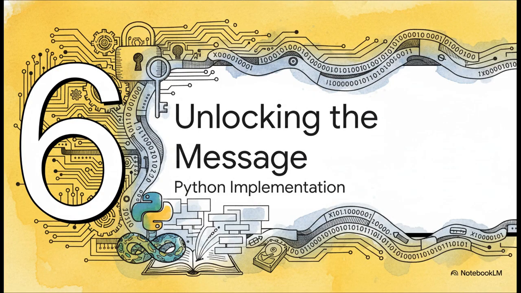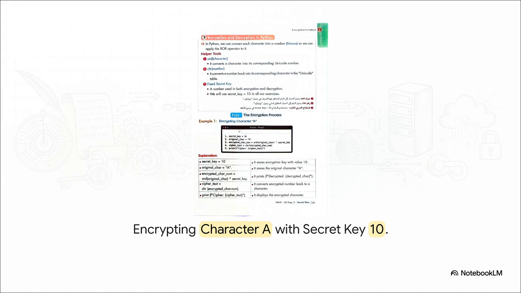All right, Section 6, unlocking the message. Let's look at how this XOR magic trick actually plays out in runnable Python code. In this example, we're encrypting the character A, and our secret key is going to be the number 10. Look at line 3. The code converts A into its Unicode number, and then it applies the XOR operator, again that's the caret symbol, against our secret key of 10. That mathematical collision creates a completely new number, which we immediately turn back into a character. And just like that, our readable A is securely locked away as ciphertext.